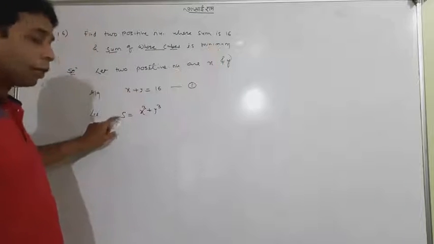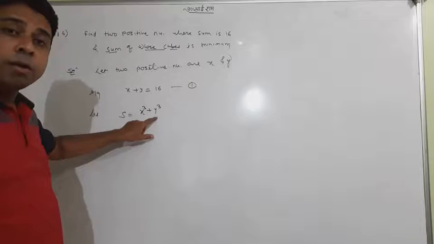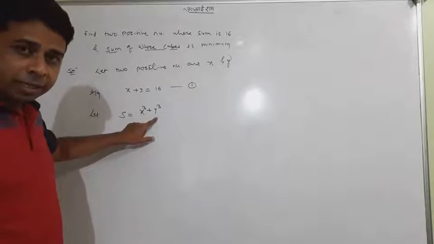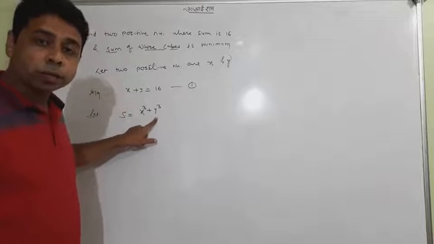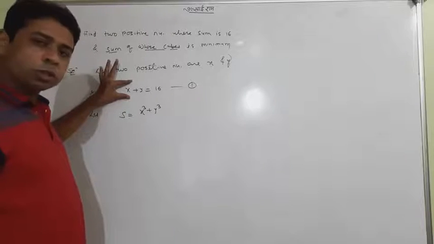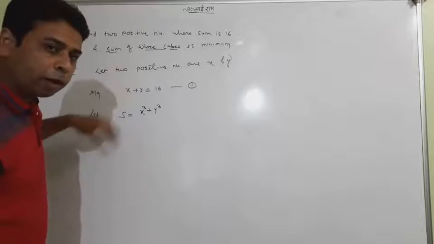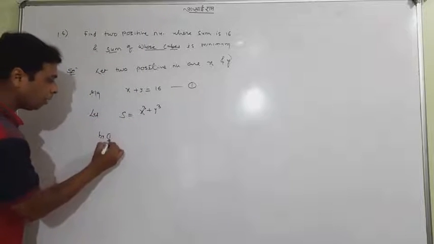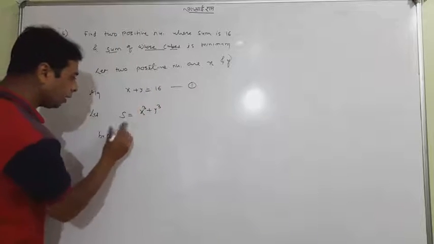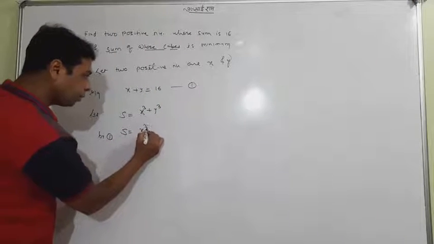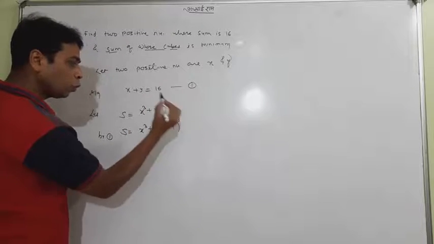So my main function is S, but S is a function of x and y, which is not allowed, because you know that it must be a function of one variable, either x or y. So we can choose to replace either x or y from here, whatever you feel comfortable. I feel comfortable changing y to 16 minus x. So instead of y I'll take 16 minus x whole cube.